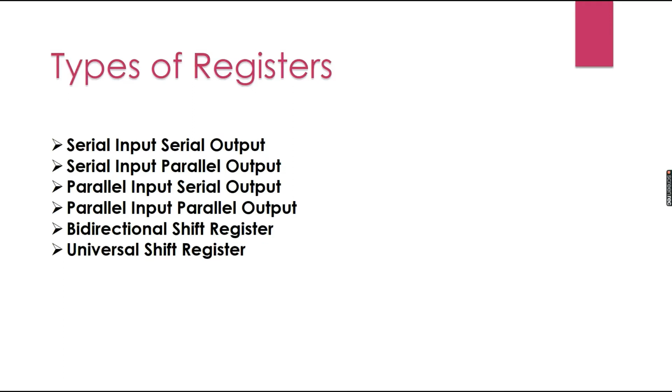So now, what are the types of registers? We have four shift registers first: serial input serial output, serial input parallel output, parallel input serial output, and parallel input parallel output. Then there is a bidirectional shift register and then a universal shift register.